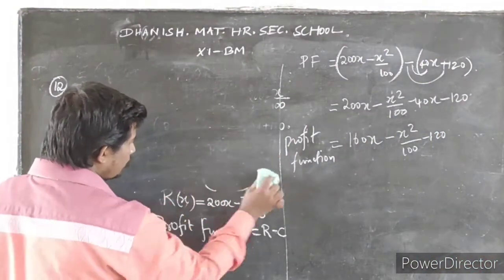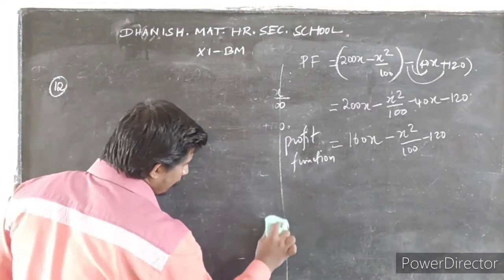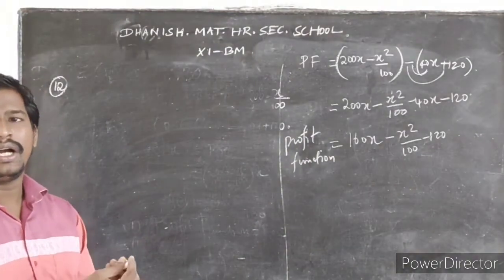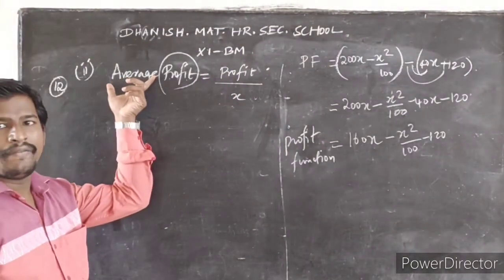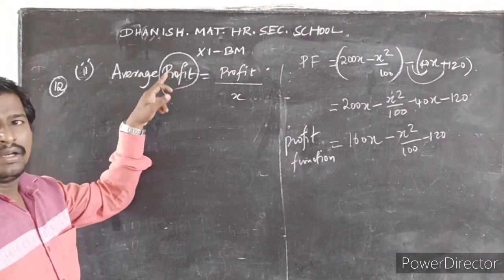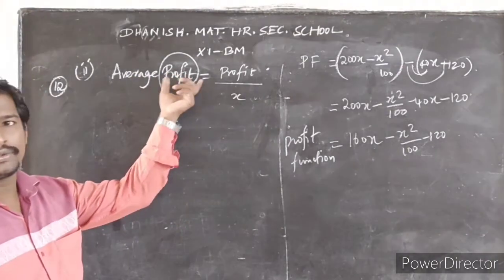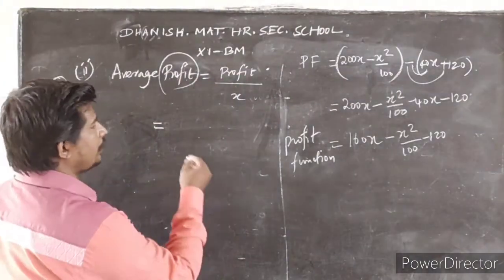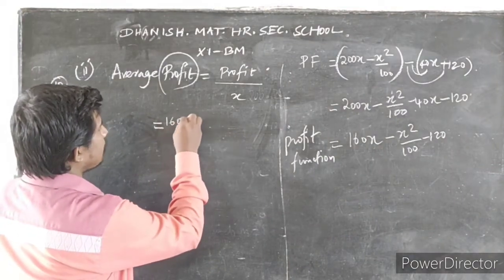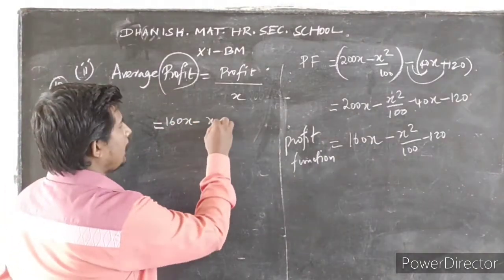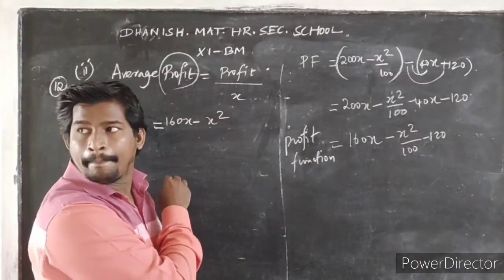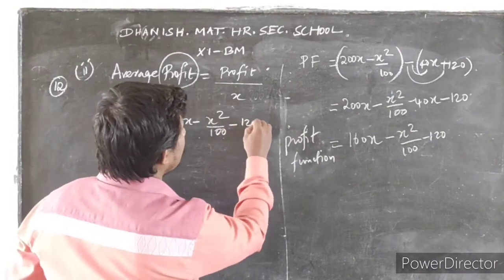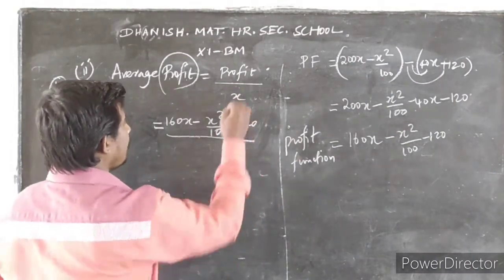We are going to find the average profit at output of 10 units. It means the average profit at x equal to 10. If you want to find the average, we should divide the remaining by x. Here our remaining is profit. So profit over x. What's our profit? 160x minus x squared by 100 minus 120, whole divided by x.